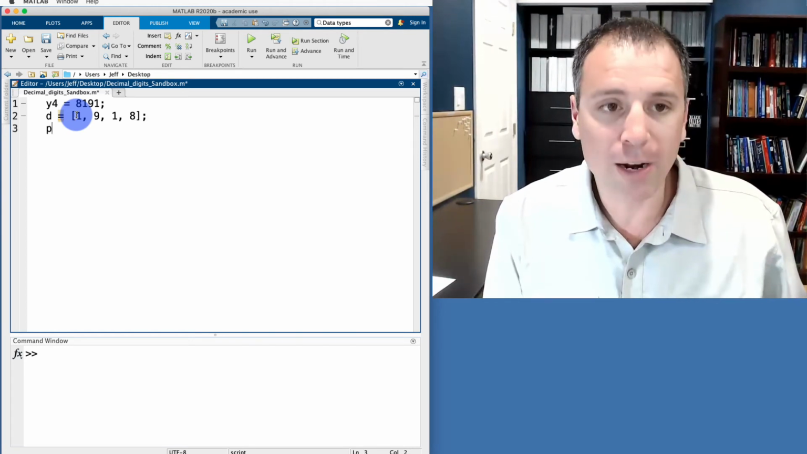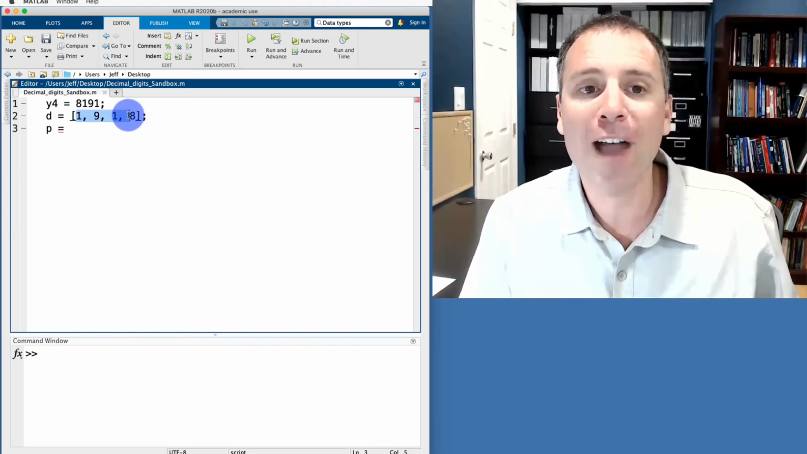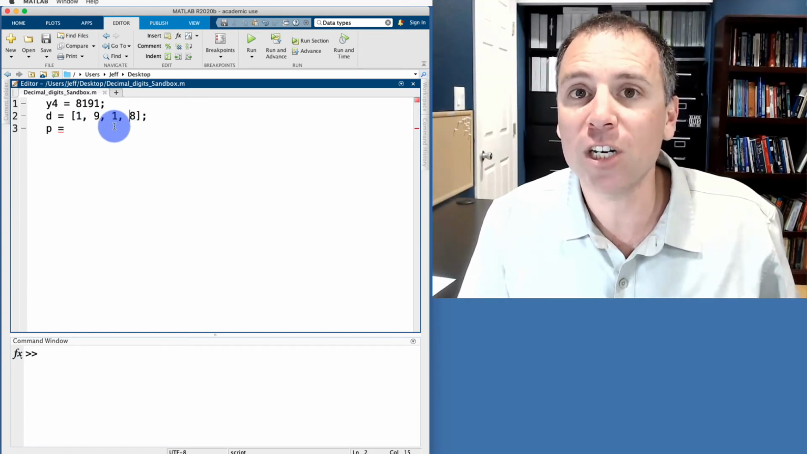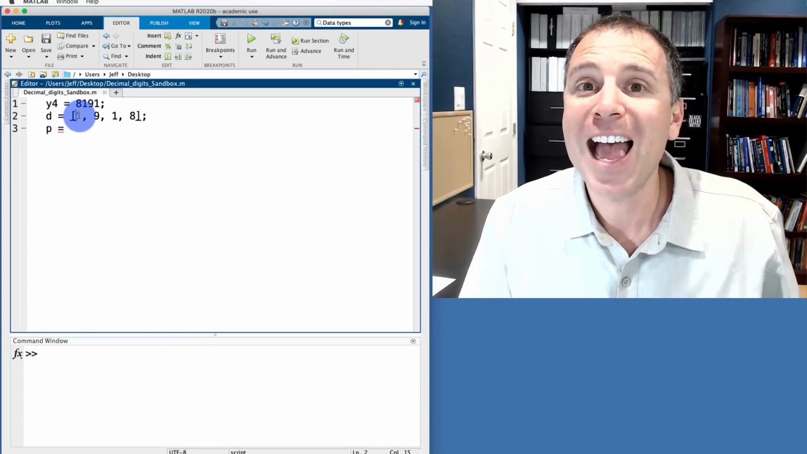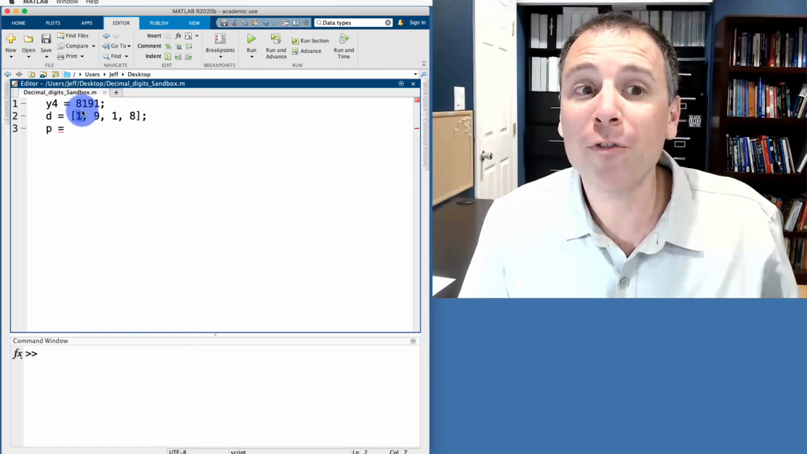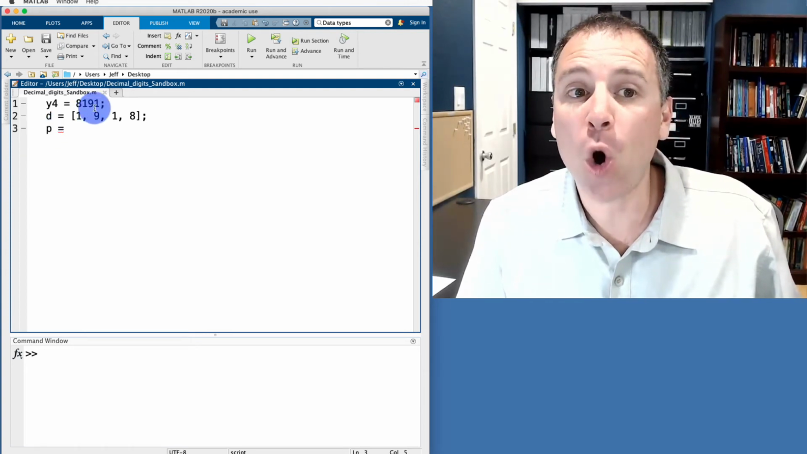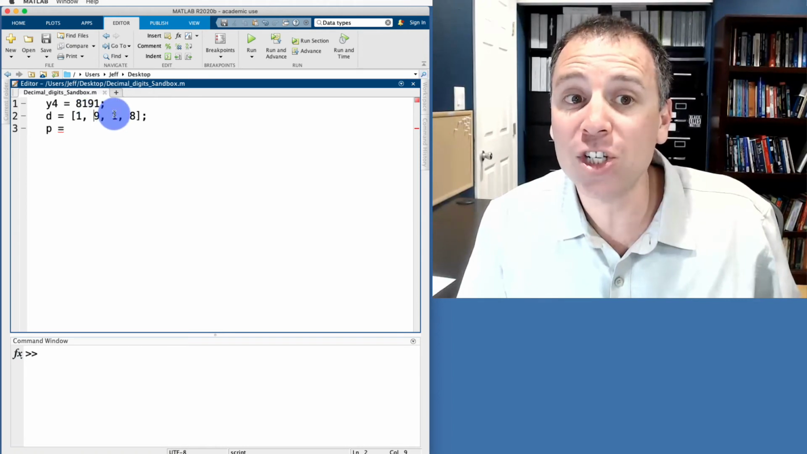The claim that we're going to make is that these values, these digits, only make sense in the concept of position number. Or another way to say that is, decimal digits only store information when we think about those as associated with base 10. Well, let's go ahead and create a vector p that has all the bases of 10 associated with each of these decimal digits.